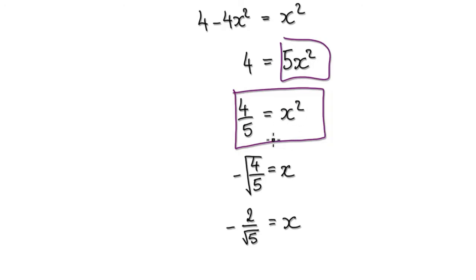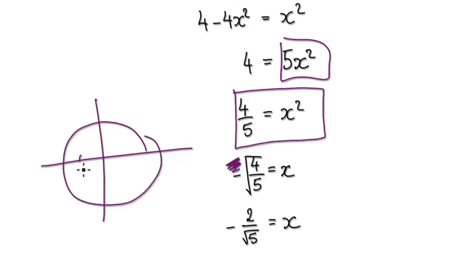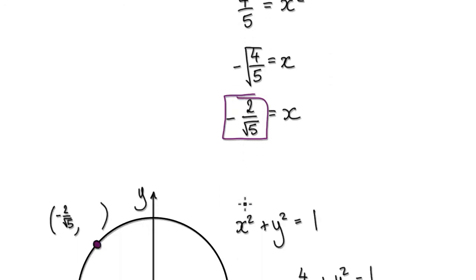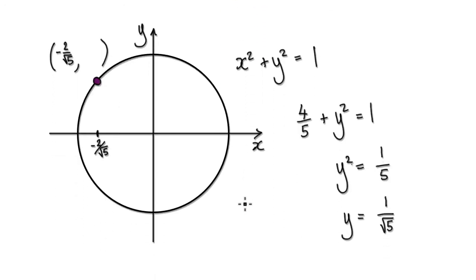When you square root both sides, you will get the positive version and the negative version. I'm not interested in the positive version because I'm interested in the negatives. I know it's somewhere around here. I don't care about this place over here. So I'm only interested in the negative version. So that will then give us this. So x must be negative 2 over root 5. So we know that x must be negative 2 over root 5.